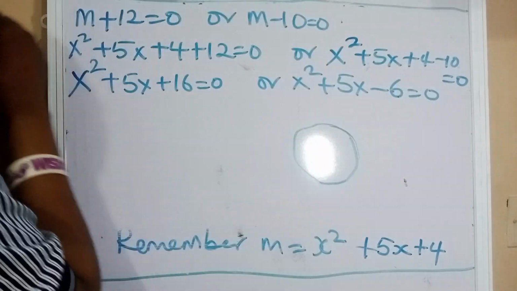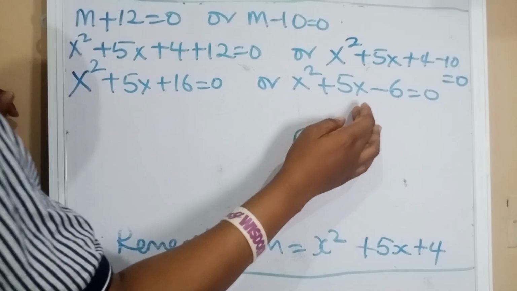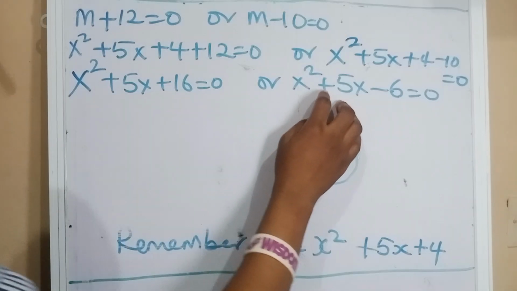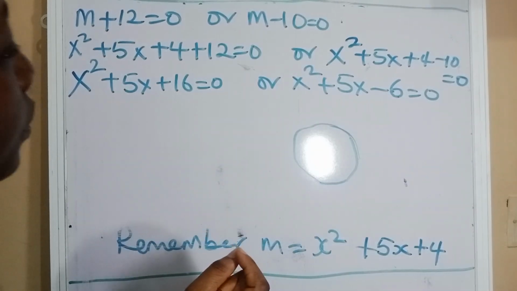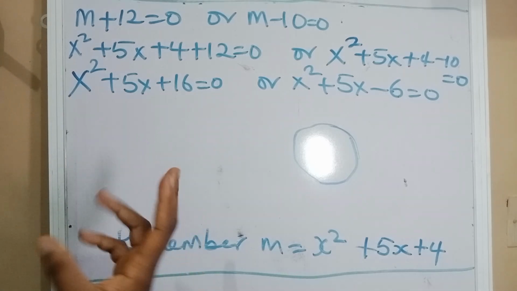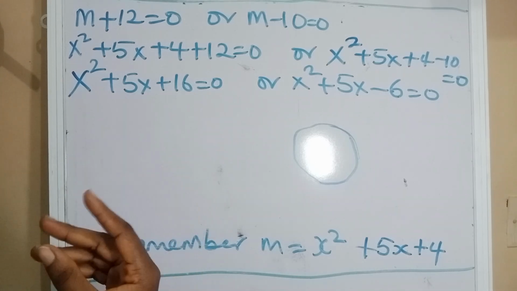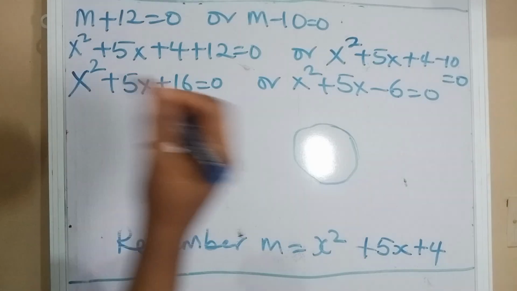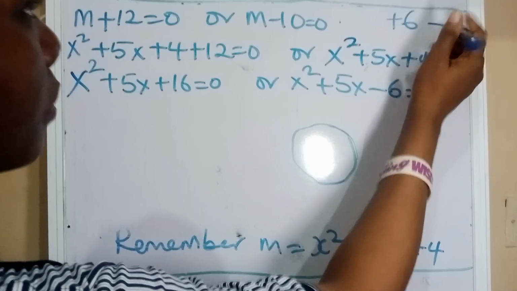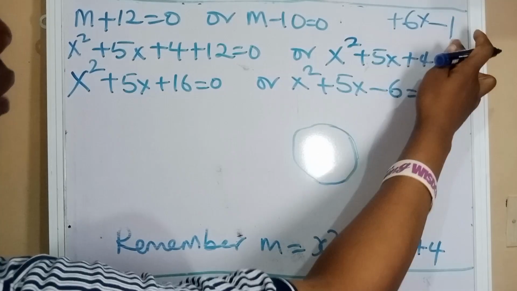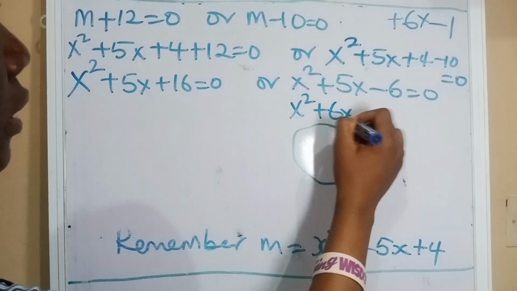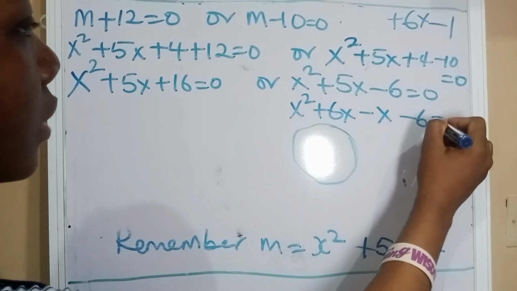We have two values here that will give us 5 when added, and when we multiply them, it will give us 6. Considering the signs as well, we have 6 and 1, we have 2 and 3. Okay, so I think we can go with 6 and 1, such that we have plus 6 minus 1. So when we multiply this, we'll have minus 6. If we add them, we have plus 5. So plus 6x minus 6 equal to 0.